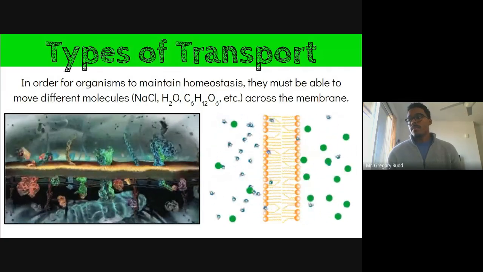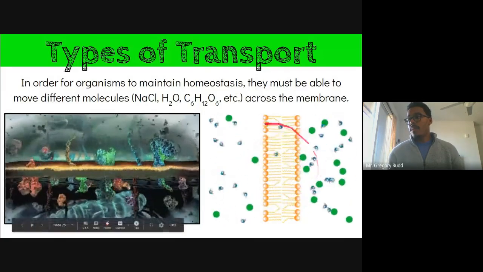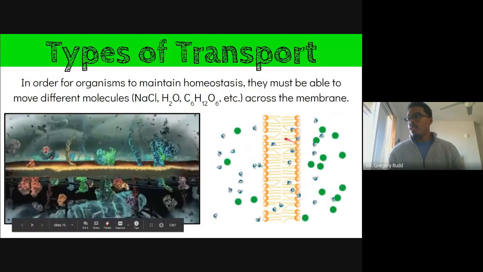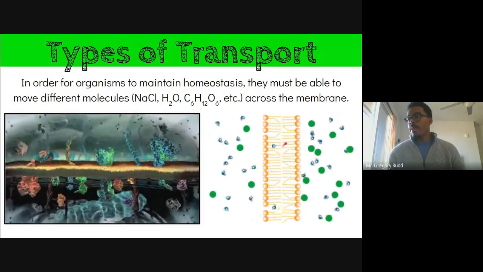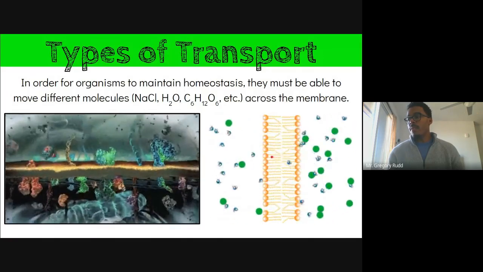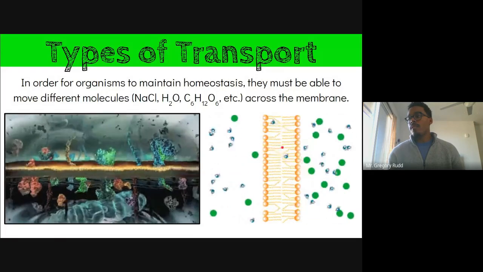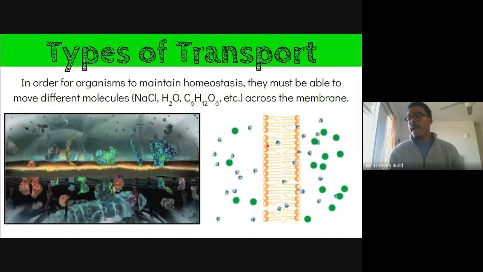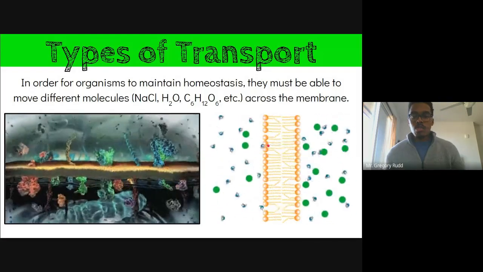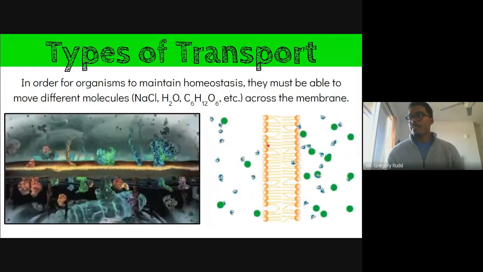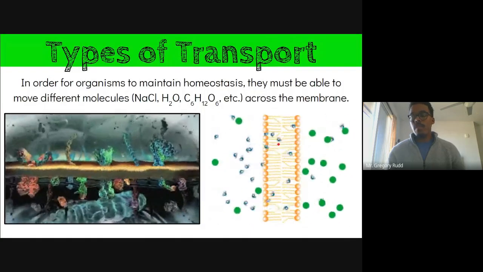So we can see in this cool animation on the right, certain smaller molecules are able to just move really easily through the membrane. But these larger green molecules are just bouncing off. They're too big to get through the membrane, or they might have a chemical charge, or they might be polar. But for whatever reason, they can't move through the membrane by themselves.